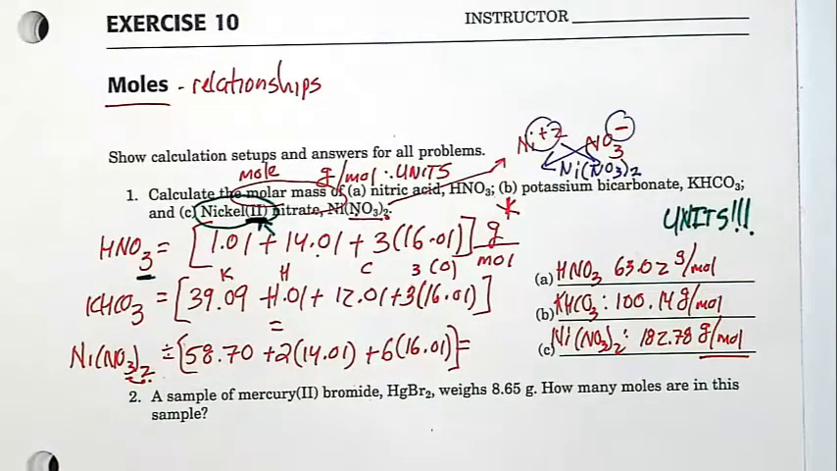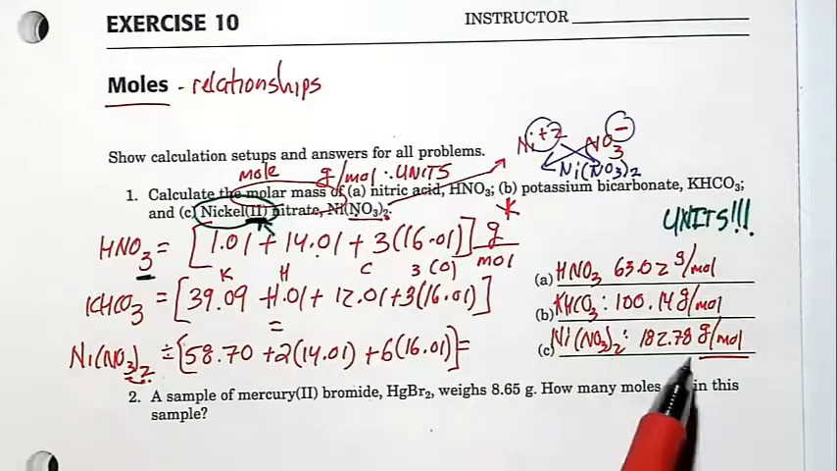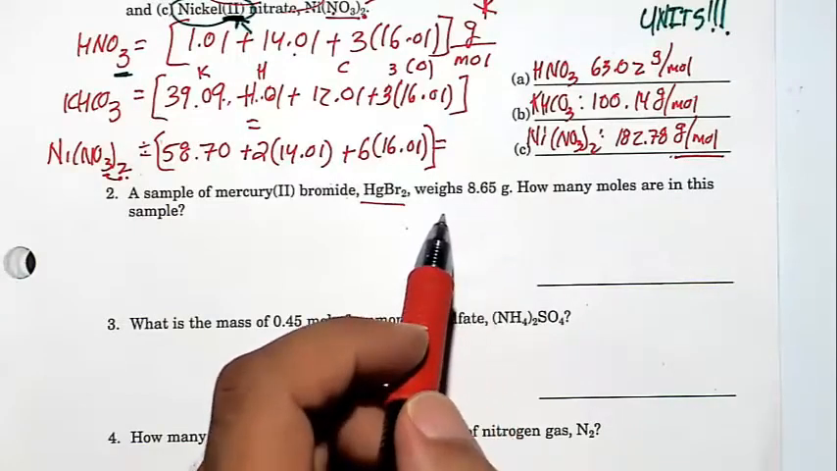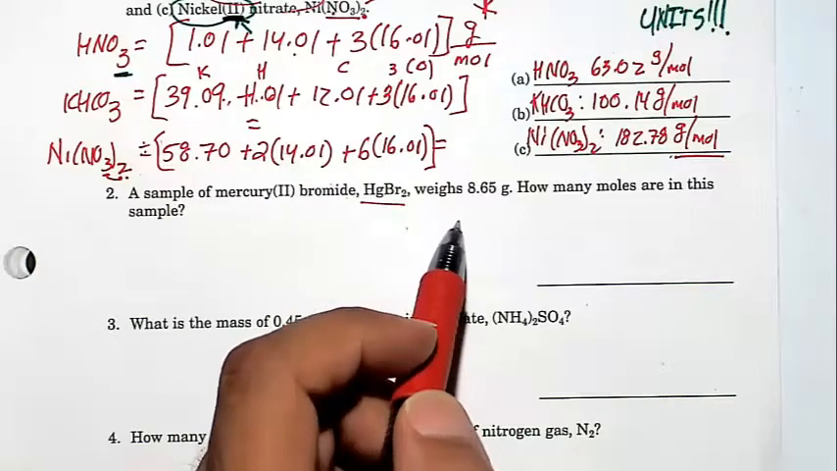So if I had nickel(II) nitrate in the lab and I weighed out 182.78 grams of that substance, that's essentially 1 mole of that substance that I have in my dish. The second problem here: mercury(II) bromide, here is its chemical formula, weighs 8.65 grams. So you have 8.65 grams of this substance known as mercury(II) bromide.